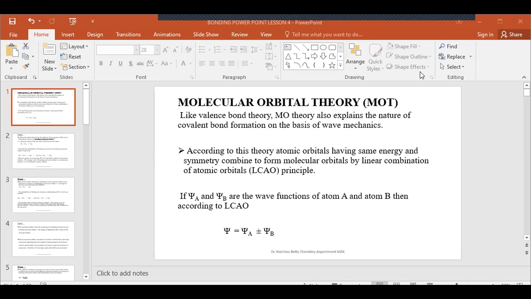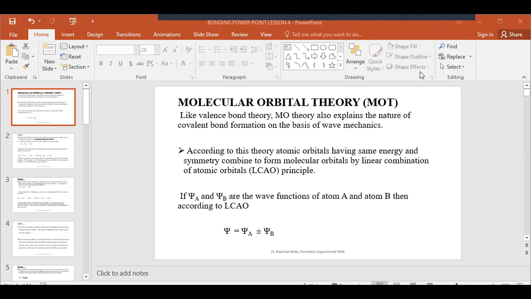So today we are going to look at molecular orbital theory. This theory explains the nature of covalent bond formation on the basis of a wave function. According to this theory, atomic orbitals having the same energy and symmetry combine to form molecular orbitals by linear combination of atomic orbitals. You may wonder what a wave function is.